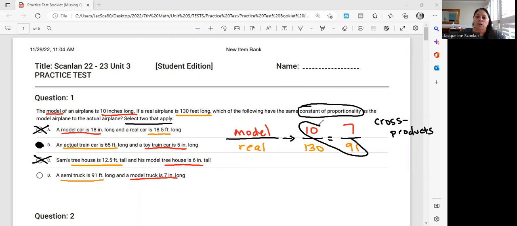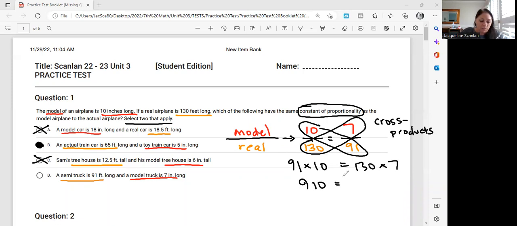10 times 91, or 91 times 10, doesn't matter. And that should be equal to the other cross product of 130 times 7. All right, well, 91 times 10 is 910. And 130 times 7 is 910. Okay, so it does check, therefore the correct answer for number 1 is A and D.